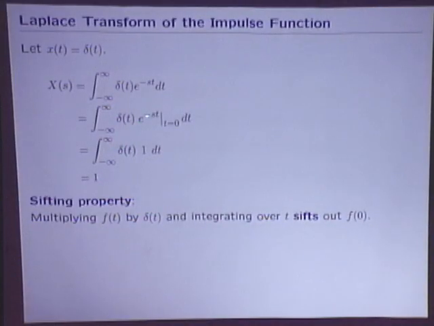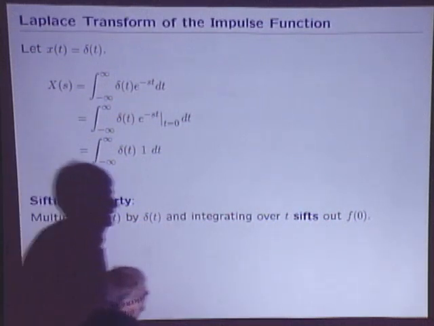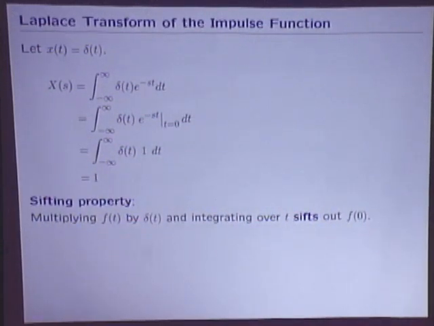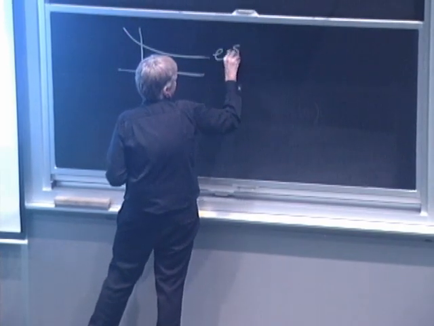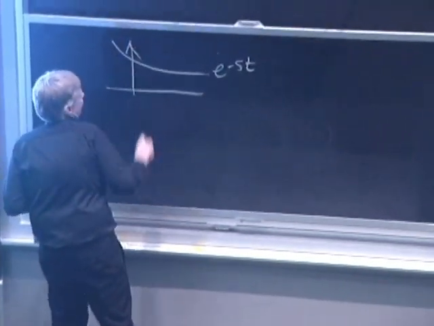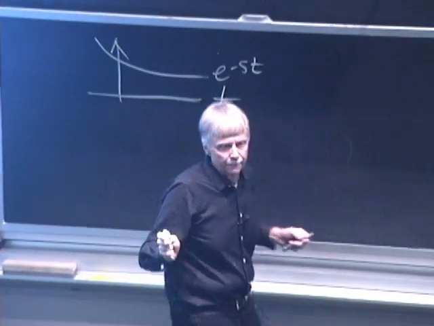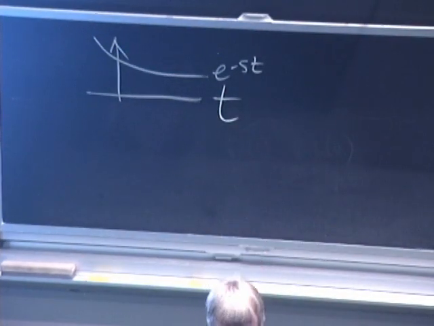So the only value of this function that matters in the least is its value at 0. If you think about what that looks like as a picture, if we have something that looks like e to the minus st, and we multiply by an impulse, the impulse is 0 everywhere except at 0. The only thing that survives that multiplication is the value of e to the minus st at t equals 0.